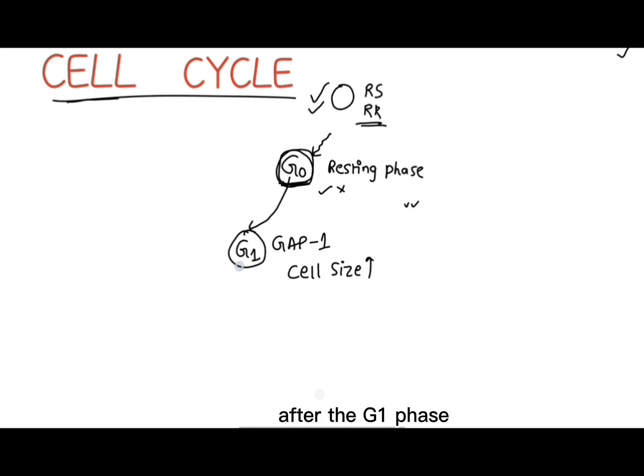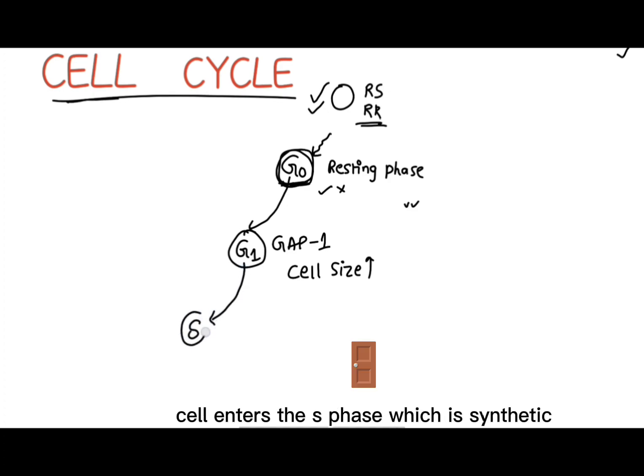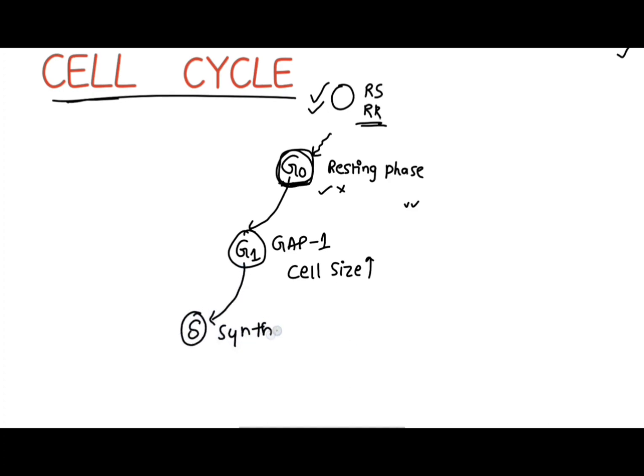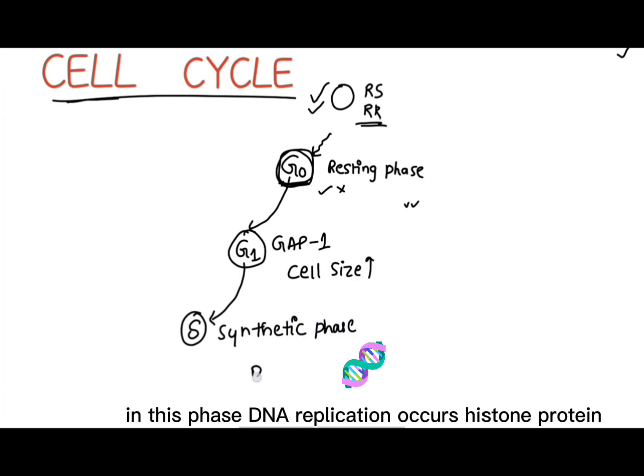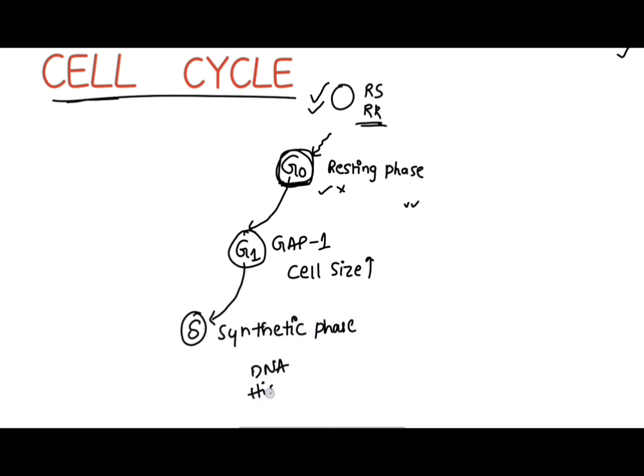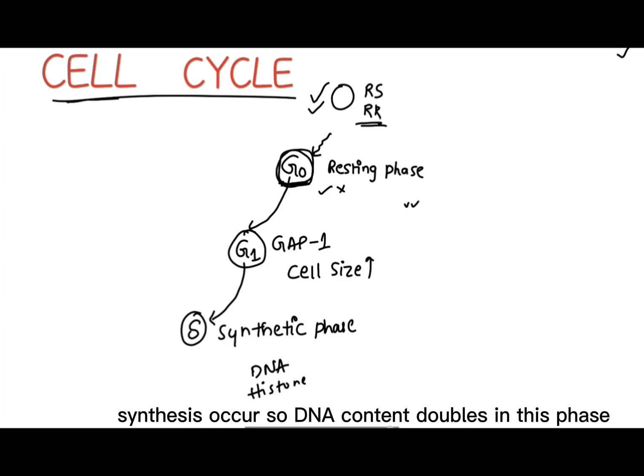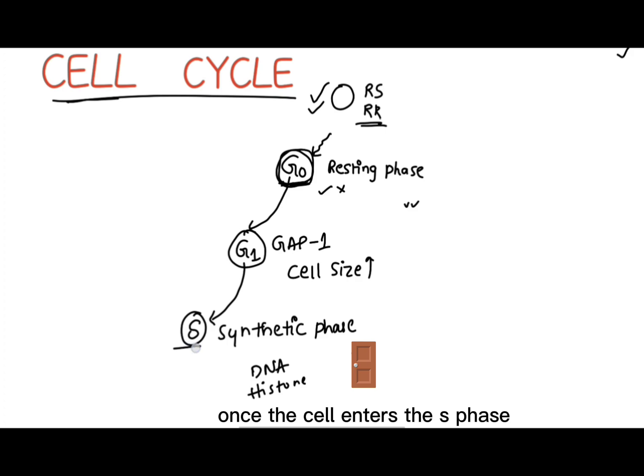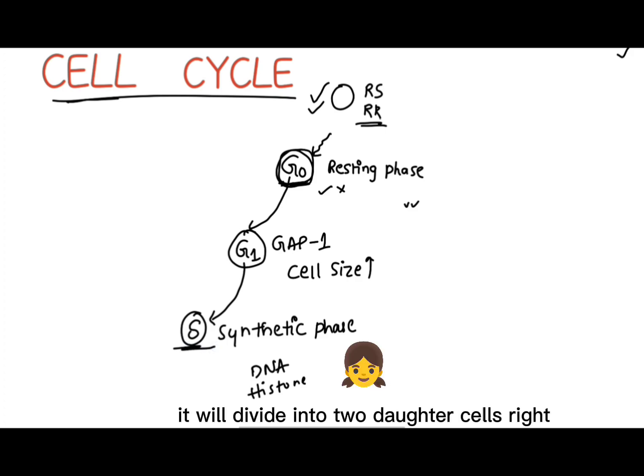So after the G1 phase, the cell enters the S phase, which is the synthetic phase. In this phase, DNA replication occurs, histone protein synthesis occurs. So DNA content doubles in this phase. Once the cell enters the S phase, it is committed to division. It will divide into two daughter cells, right?